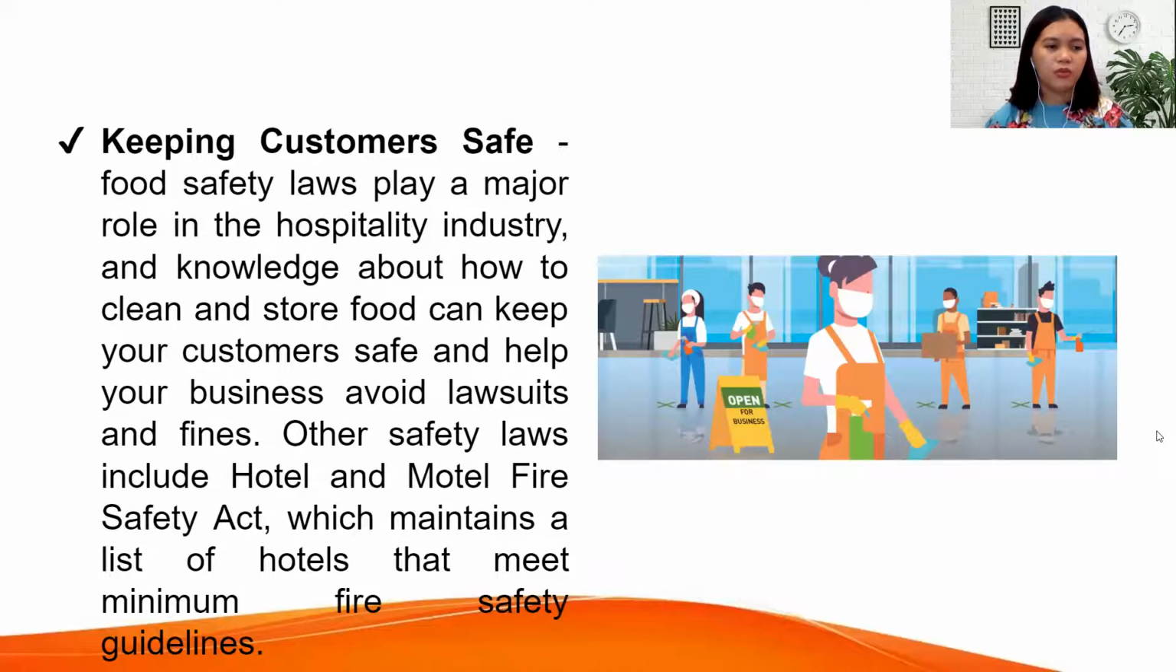Keeping customers safe is our first priority. This is one of our duties. Food safety laws play a major role in the hospitality industry. Knowledge about how to clean and store food can keep your customers safe and help your business avoid lawsuits and fines, by always practicing hygiene and sanitation. Other safety laws include the Hotel and Motel Fire Safety Act, which maintains a list of hotels that meet minimum fire safety guidelines. So we also need to think about the welfare of the employees and the customers.